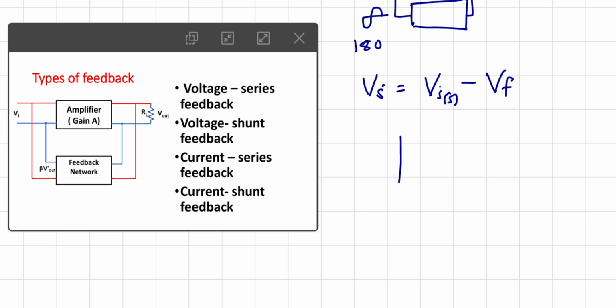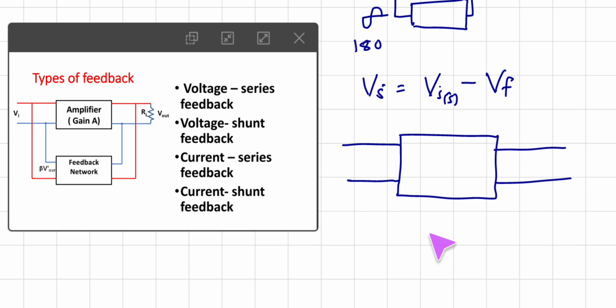So remember that if this is a network, this is the input side and here it is the output side. Now we are going to think that this is a feedback network, so feedback is given to the input side with different types of combinations. First is voltage series feedback, that means voltage taken from the output is fed in series at the input. Second is voltage shunt feedback, that means the output voltage is fed in parallel. Similarly, we can have current series feedback and current shunt feedback. So there are 4 types of feedback.